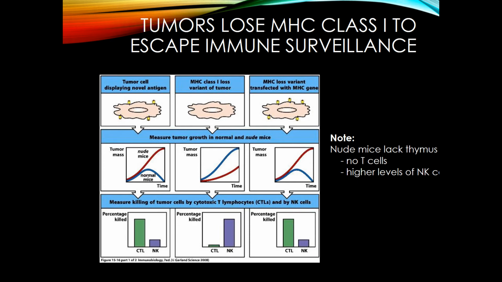So the nude mice lack a thymus. They have no T cells, and they actually have higher levels of natural killer cells, which is why you see the pattern we've shown you. Again, missing self is the loss of MHC class I, and that results in the natural killer cell killing that cell.